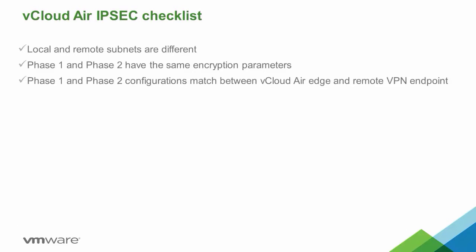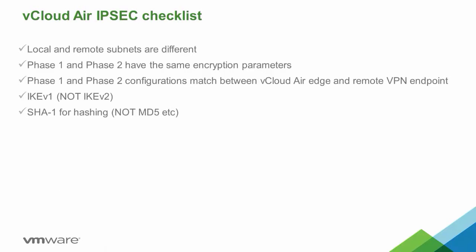We need to make sure that phase 1 and phase 2 configurations match between the vCloud Air vShield Edge and the third-party firewall appliance. If they don't match, the VPN tunnel will not come up. We use IKE version 1, we do not use IKE version 2. This can be important because some third-party firewall appliances may default to IKE version 2. If you try to create this tunnel over IKE version 2, the tunnel most likely won't come up, and if it does come up, it won't function correctly.